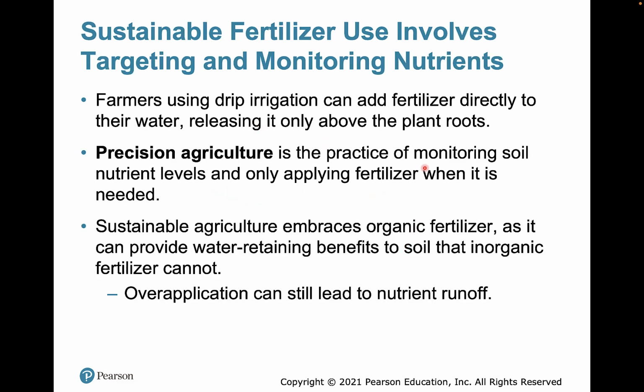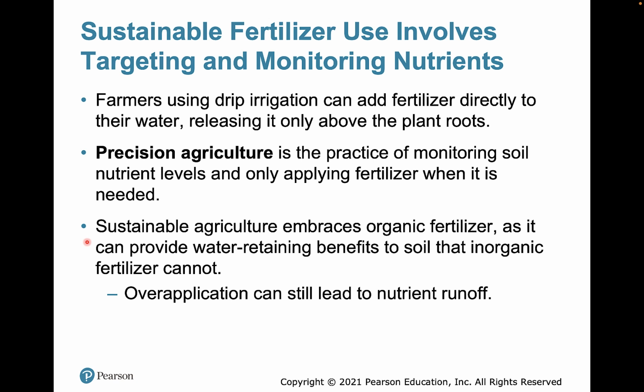Drip irrigation is one of the best ways to be more targeted with your watering. The idea of precision agriculture is still one of the biggest ideas in making agriculture sustainable. So instead of applying fertilizer on day 27 after you've planted your crops, stop. Take a look at the soil, monitor soil nutrient levels, apply fertilizer when it's needed, not just because it's the way that it's always been done.